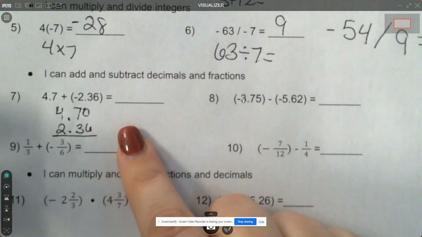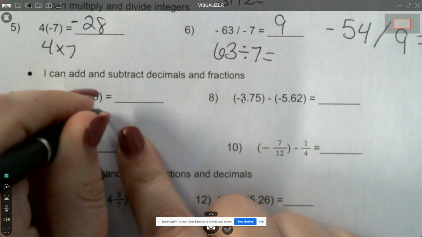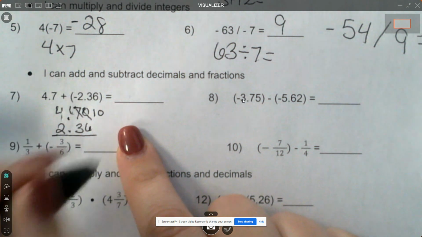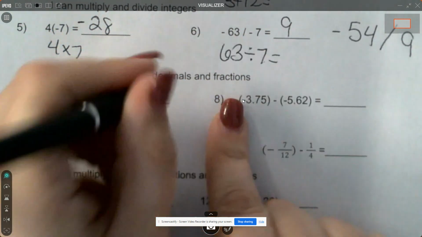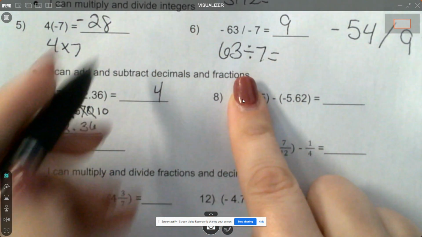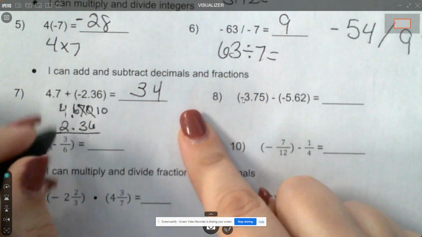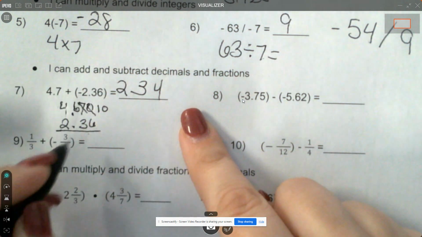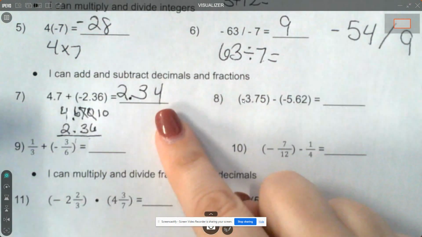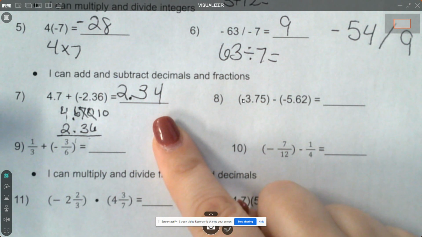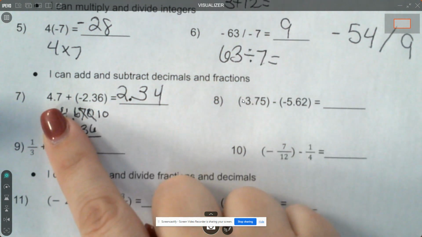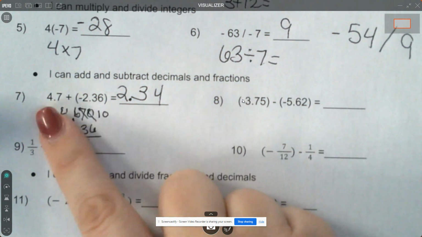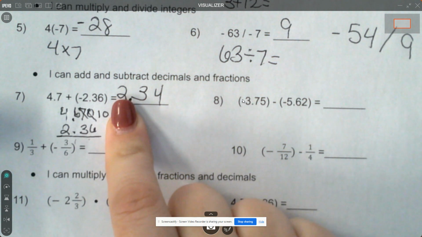And then I have to regroup. So my 0 becomes a 10, my 7 becomes a 6. So 10 minus 6 is 4, 6 minus 3 is 3, 4 minus 2 is 2. My decimal goes straight down. And is my answer going to be positive or negative? Willow, would my answer be positive or negative? Which one's bigger, the 4 or the 2? The 4 is larger, so it's going to stay positive.